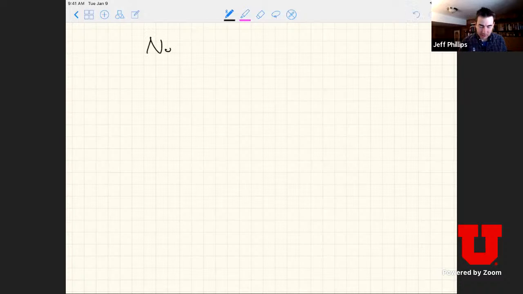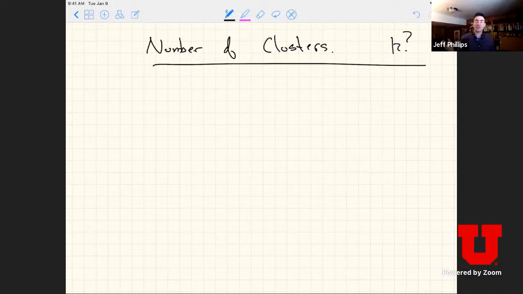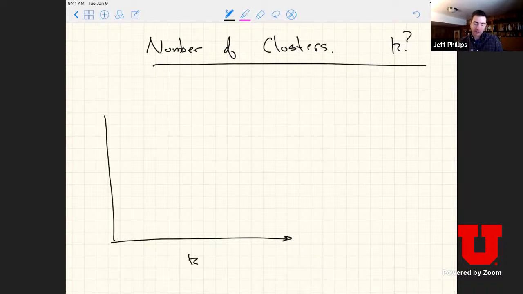The first is the number of clusters. A number of people have asked, how do I choose the value k? It's a great question. Often it's given to you as input, but if not, what are you supposed to do? I think the right way to think about this is to draw a plot and write some cost function.